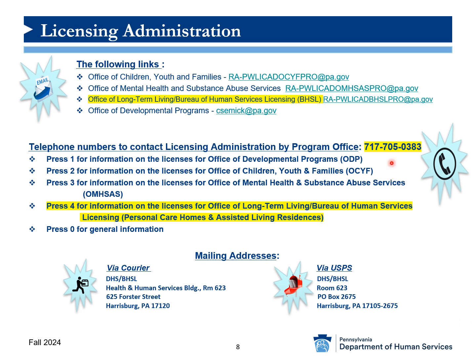Should you need to contact us by telephone, the telephone number is listed here. And after you call this number, you would press number 4 for the personal care home assisted living specific number. And finally, if you need to contact us by physical mail, either via courier or the United States Postal System, that is listed here as well.